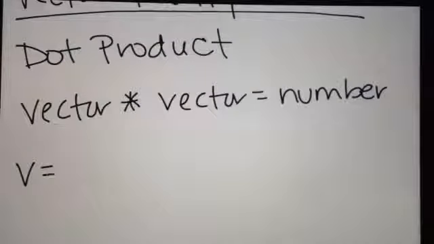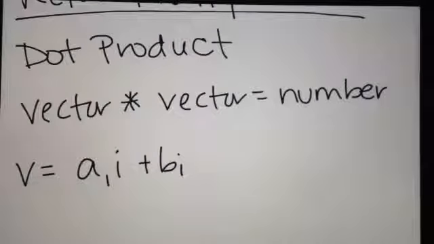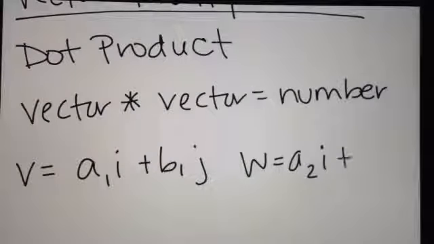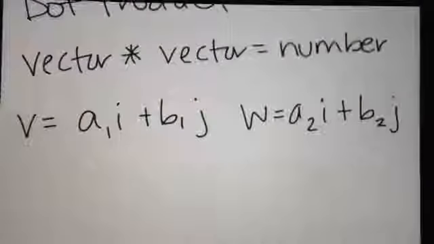If you have vector v is a1i plus b1j, and your w is a2i plus b2j. So the a1 and the b1 are coefficients for the first vector, the a2 and the b2 are coefficients for the second vector.